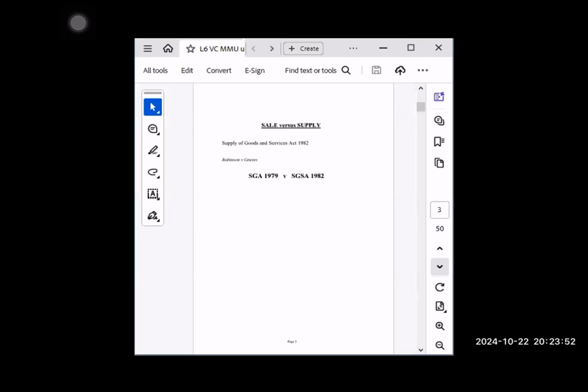Example, a meal in a restaurant. Is it a contract of sale of goods or supply of goods? Actually, what do you think? When you go to a restaurant and you're eating dinner, you have your meal. Are you entering into a contract for the sale of goods with the restaurant, or a contract for the supply of goods? Is it a sale of goods contract or a supply of goods contract? What do you think? The answer is sale, even though it involves the provision of services.